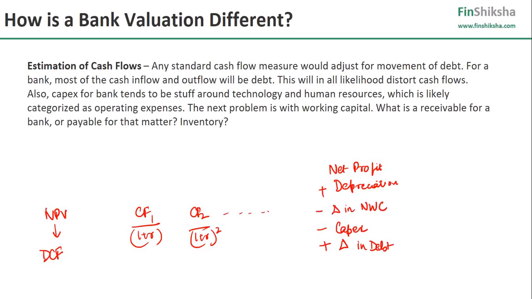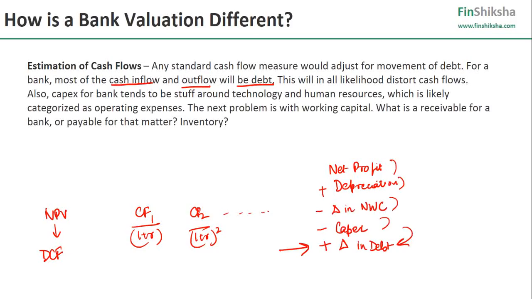Correct? These are some of the integral line items that would come when you would create a financial cash flow statement for any company, right? Let's take them one by one. Change in debt. For a bank, most of the cash inflow and outflow will be debt. So this change in debt is going to significantly overpower your overall cash flow statement. The other numbers would appear minuscule as compared to these change in debt numbers. So that doesn't create a correct scene when you look at the cash flow statement.